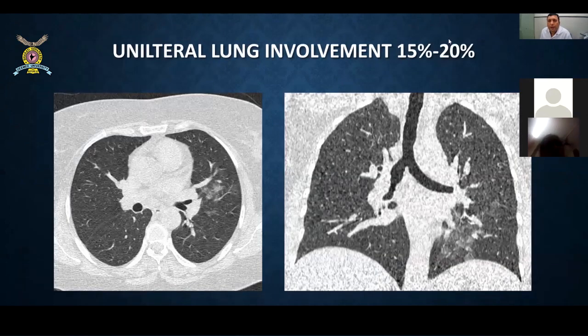Then 15 to 20% of the patients show unilateral lung involvement. So what is the classical description? It should be bilateral, it should be basal, it should be subpleural. You may not see the typical appearance in each and every patient. So some patients may not show you the typical appearance of the disease. So here you can see a small area of ground glass opacity in the lower lobe.